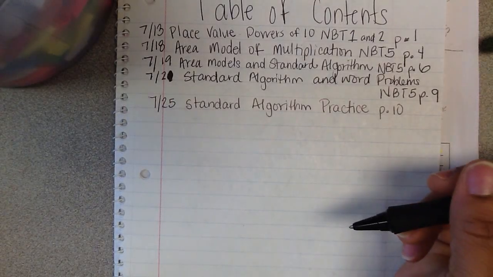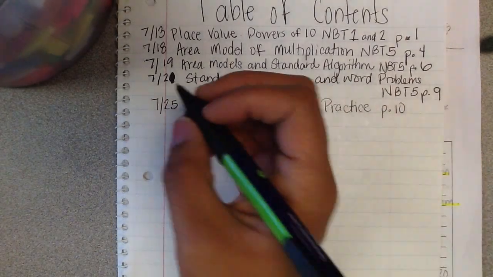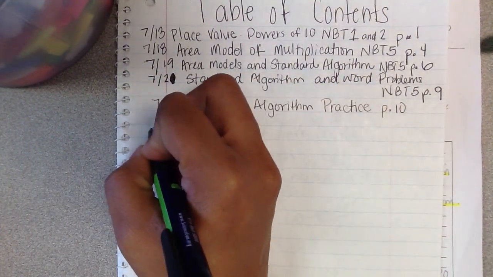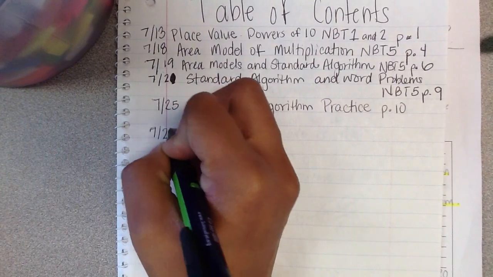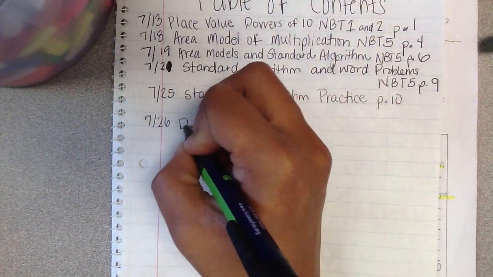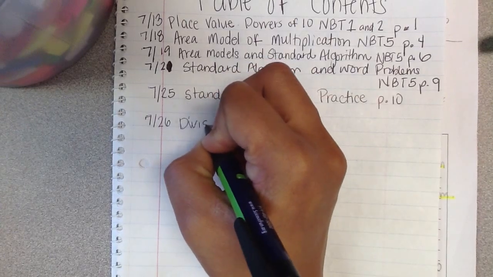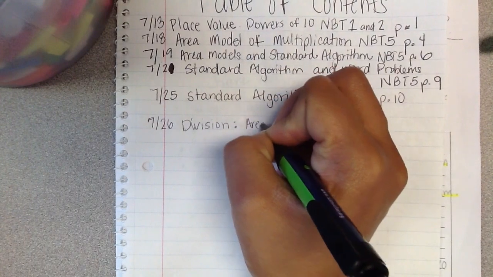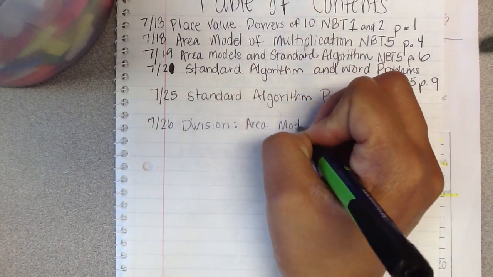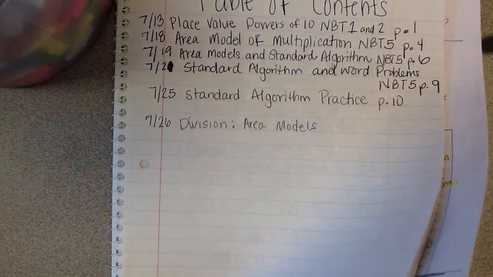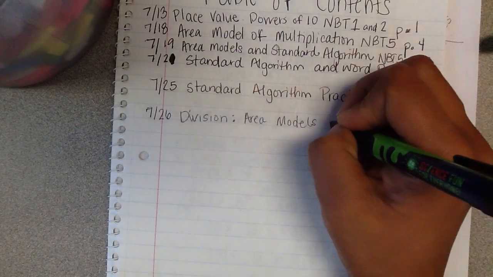Today we're going to start talking about division, and we're going to look at a specific model that you can use for division. So I'm going to put the date in my table of contents, 7/26, and today we're going to talk about division, and then area models is the strategy we're going to use today. And for me, this is going to be page 11.